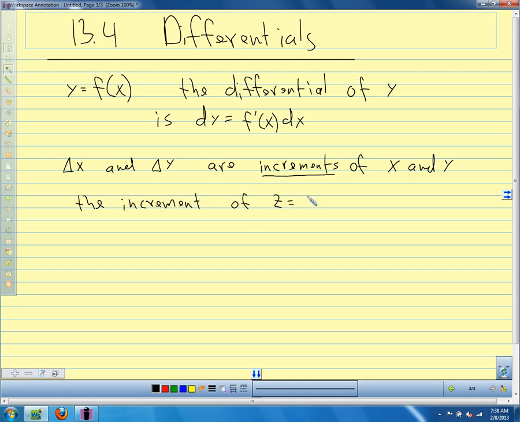So we have z is a function of x and y, a multivariable function. The increment of z is delta z equals our function at x plus delta x, y plus delta y, minus f of x, y. So we're just evaluating our function at some point, and we subtract the value of the function at the point that we started, just like we would expect. So we're going to call this the increment of z.